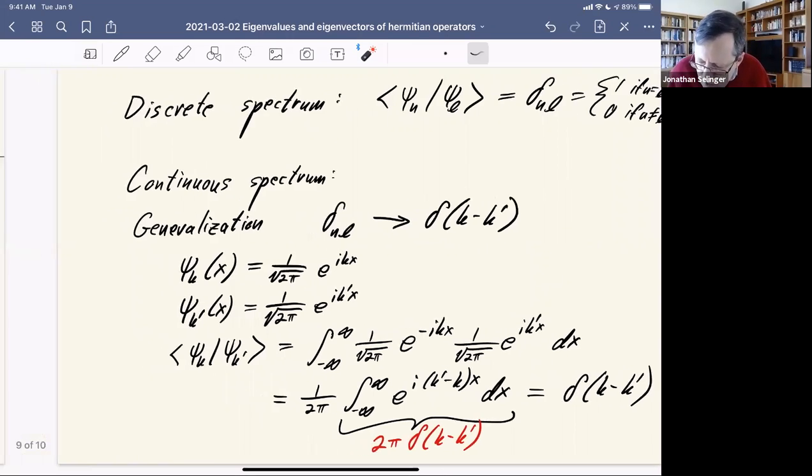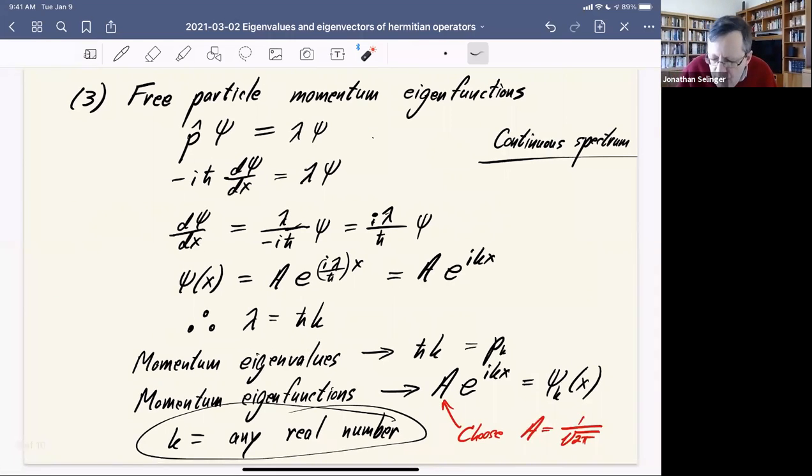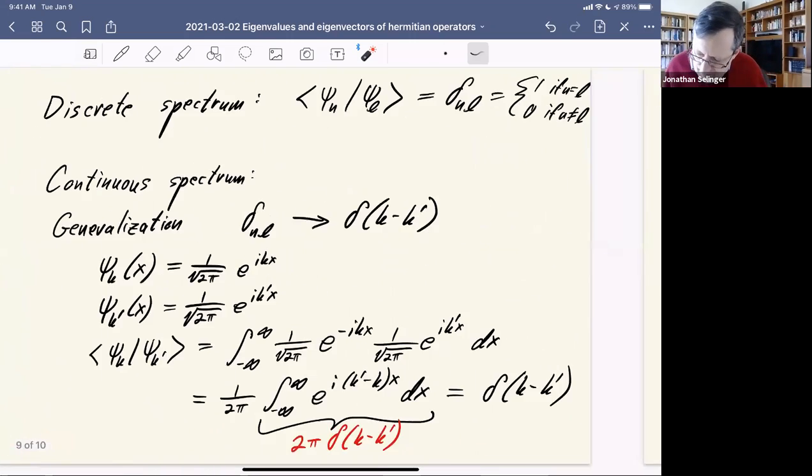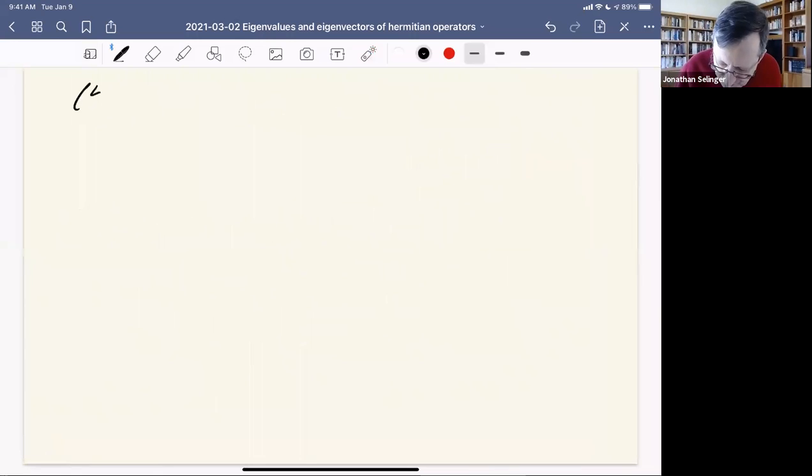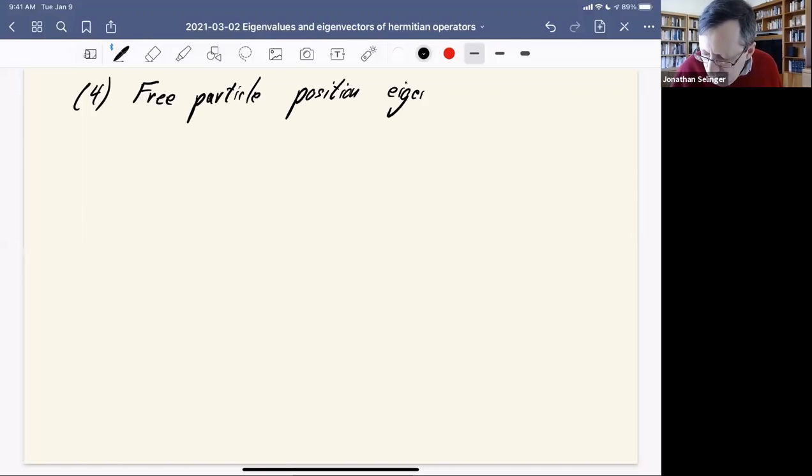What if instead of the momentum eigenfunctions, we want the position eigenfunctions, the eigenfunctions of the position operator? Think about the free particle position eigenfunctions. That means that the X operator acting on some state, let's think of a new name for it, X operator acting on some state f is equal to an eigenvalue times f.